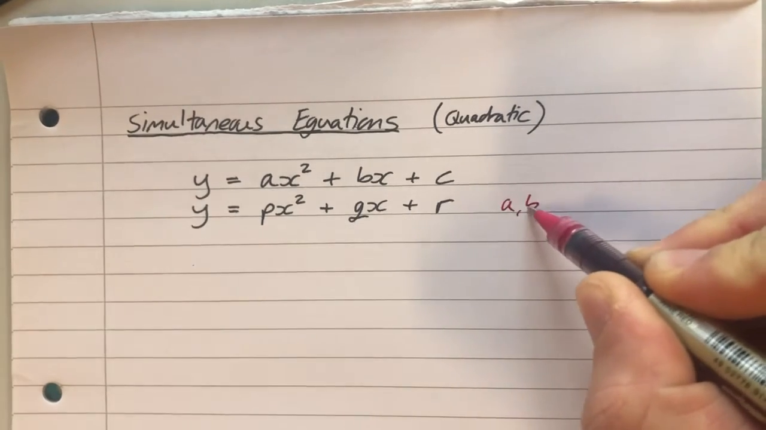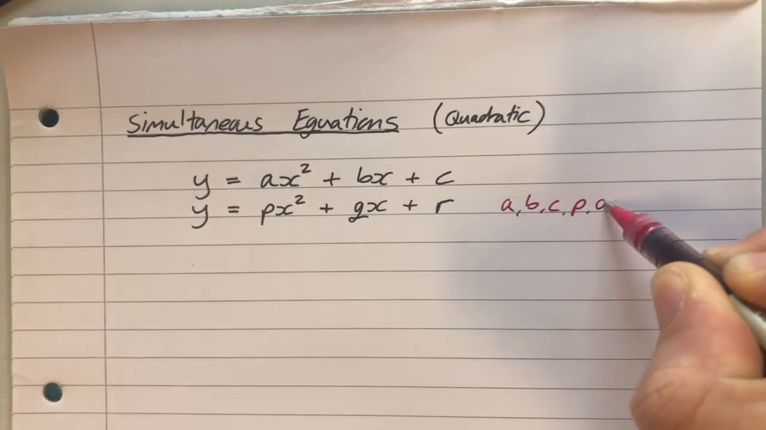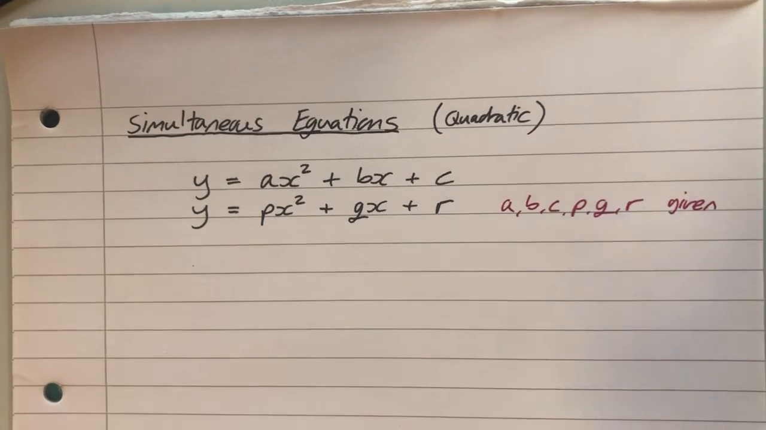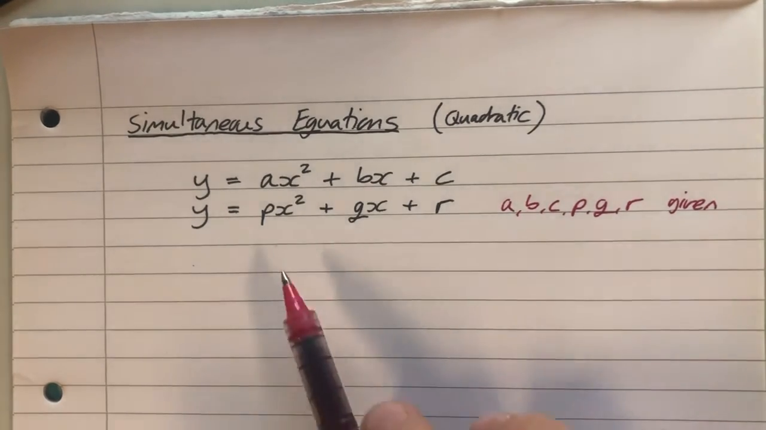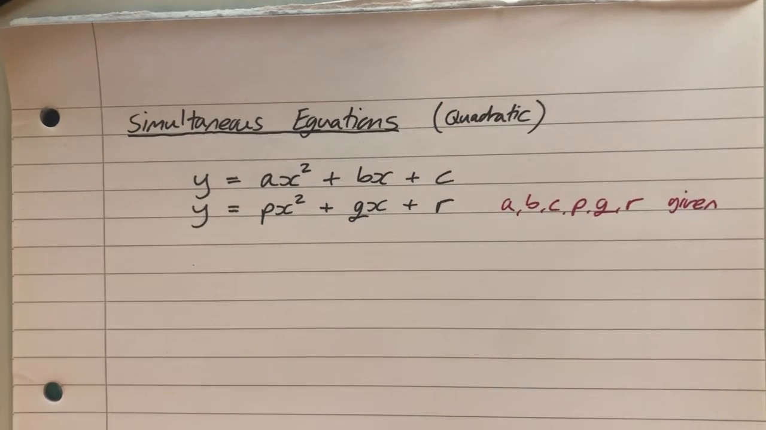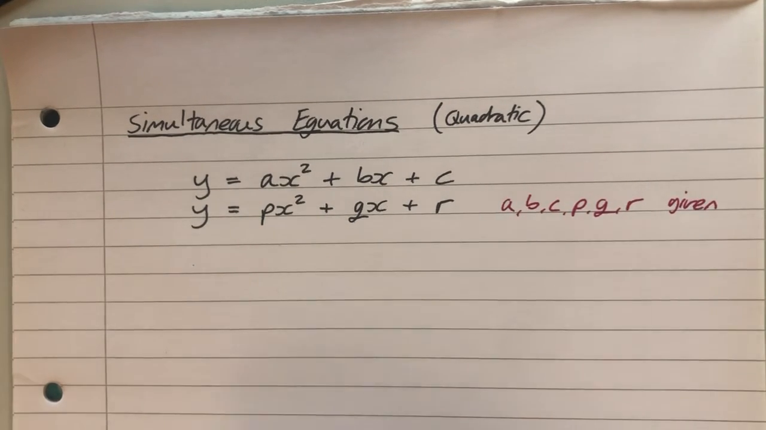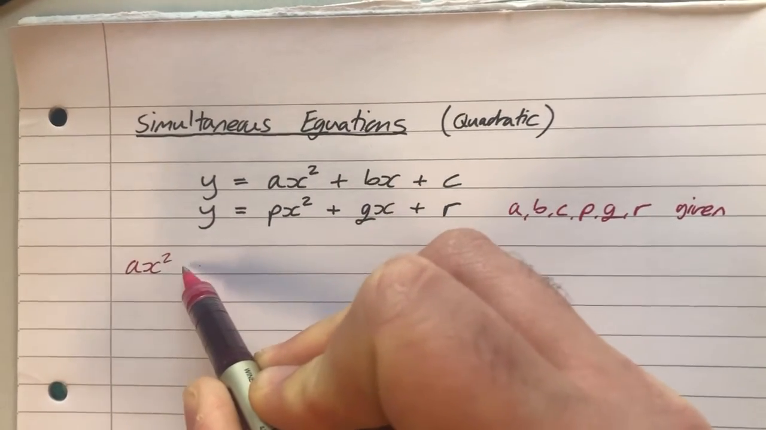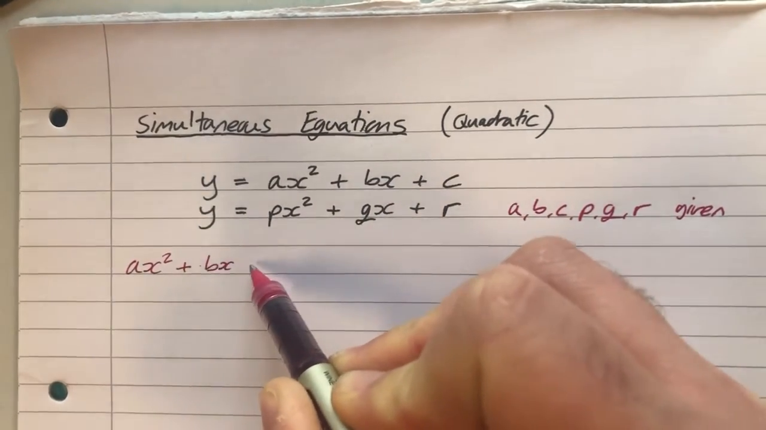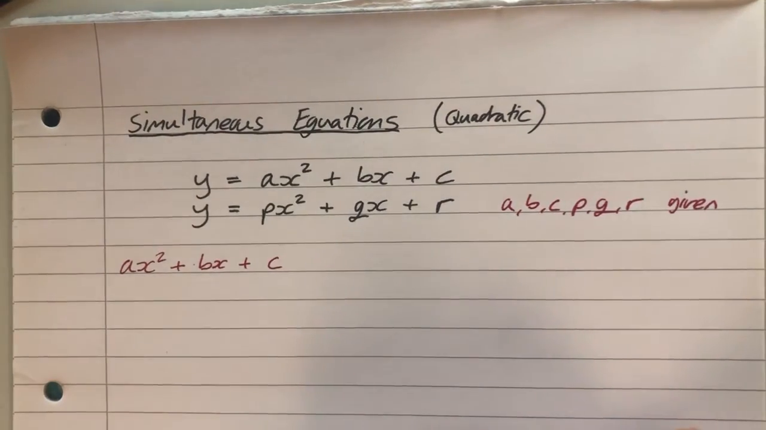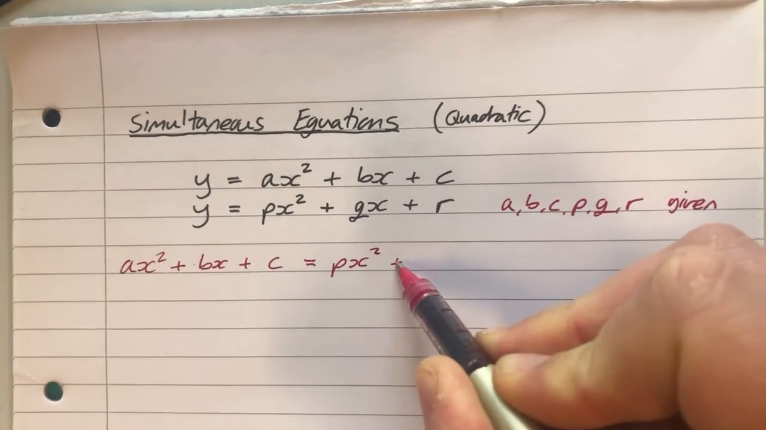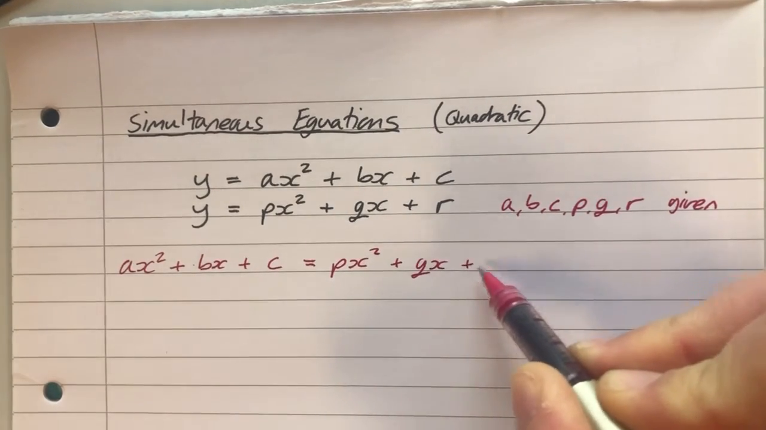In this case, A, B, C, P, Q, and R are given to you. So these are all numbers that are given in the question. And x and y are your two unknowns. What we're going to do then is equate the two. So if y equals the top, that's Ax squared plus Bx plus C, that's going to equal the y at the bottom, which is Px squared plus Qx plus R.